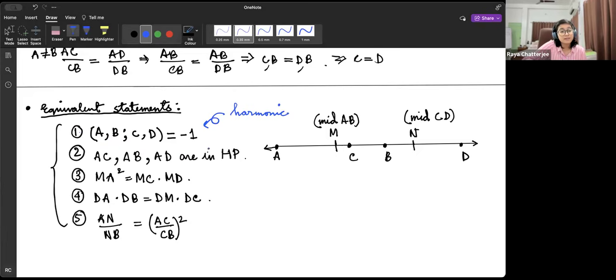All right. So if ABCD are harmonic, then AC, AB, and AD are in harmonic progression. So that kind of sounds convincing, right? Because we're just saying that they are harmonic. So let's try to prove that.